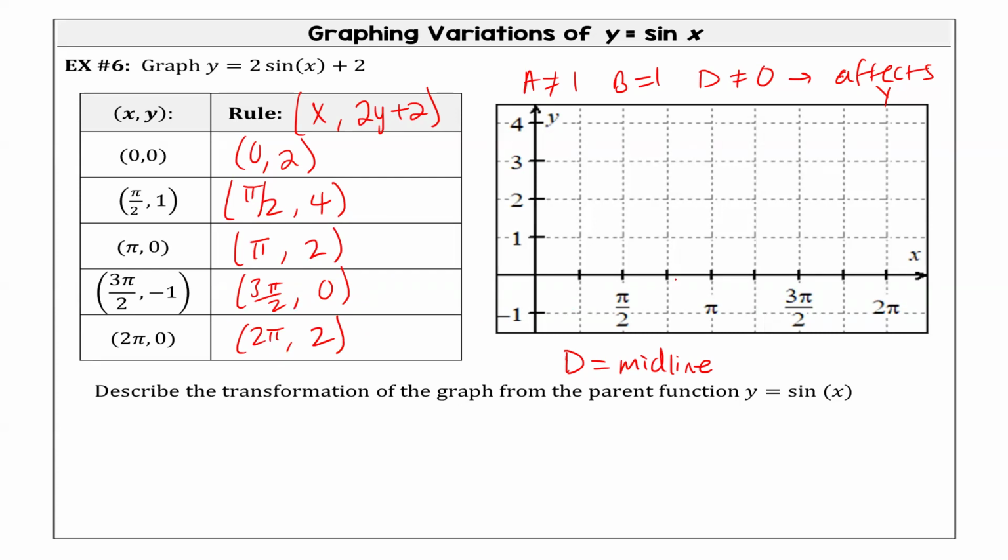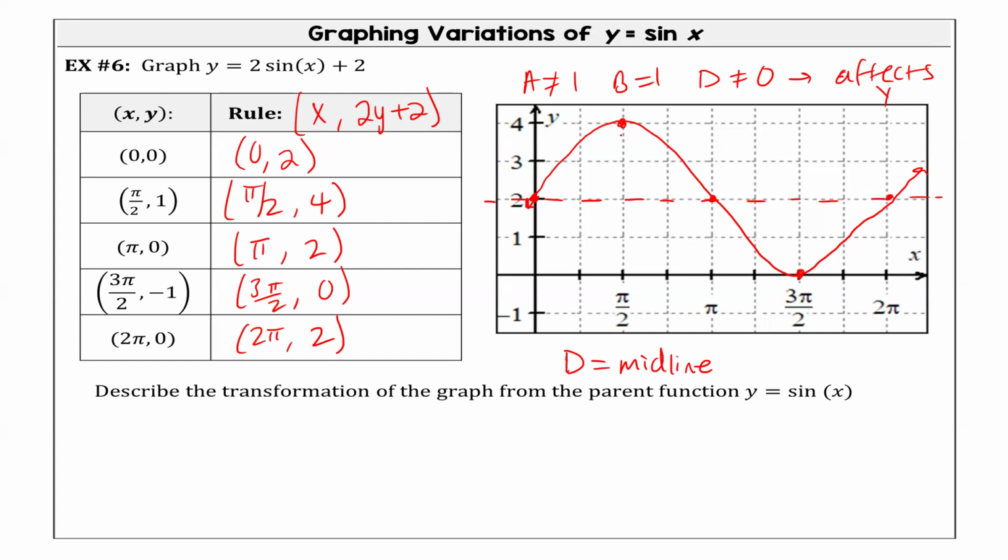Okay, so now we're going to plot it. We're at 0, 2. We're at pi over 2, 4. We're at pi, 2. At 3 pi over 2, we're at 0. And at 2 pi, we're at 2. So my snake is now going. Now our midline is, that's why I said D equals your midline. Do we see our midline?